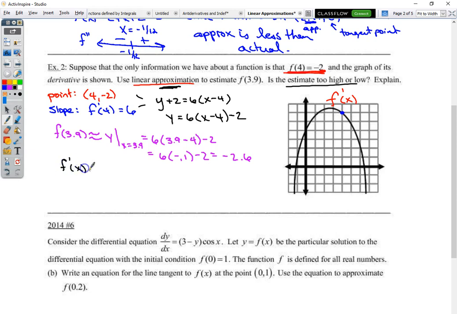So we say f prime of x is decreasing on, and the 2 points we've got are 3.9 and 4. Therefore, f is concave down. The estimate is, and if I've got a concave down function, my tangent line is above the curve, so the estimate is too high.